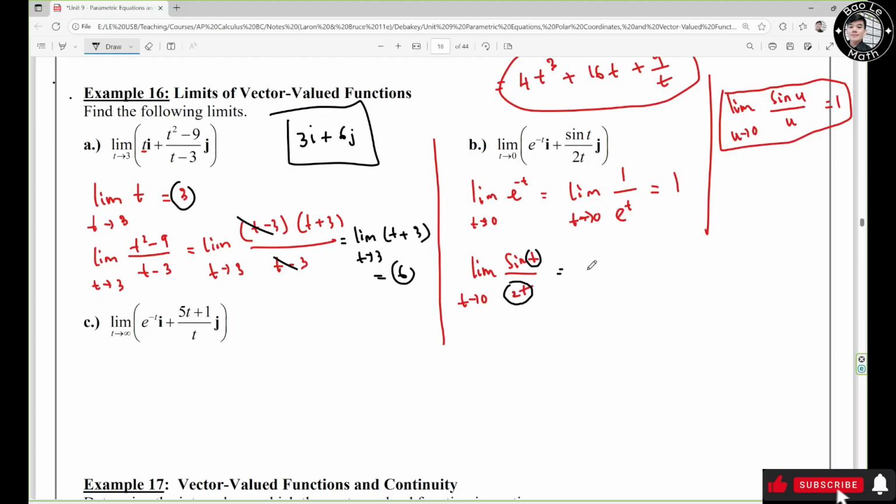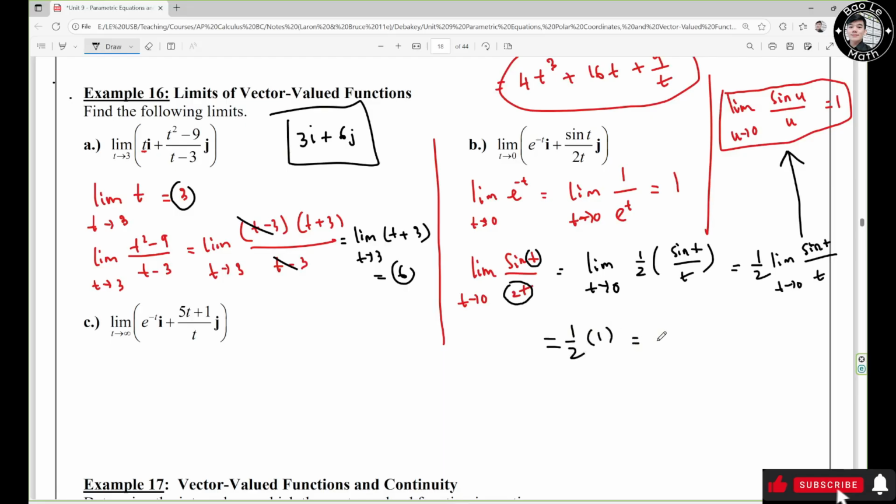So can I write this one as limit of 1/2 times sine t over t when t approaches 0, right? It's the same thing as 1/2 times limit of sine t over t when t approaches 0, right? So I'm going to apply this formula. It's going to be 1/2 times 1 equals 1/2, right? So the final answer is, this one is the i component, right? So you have i plus 1/2 right here is the j component, right? This one is the final answer.